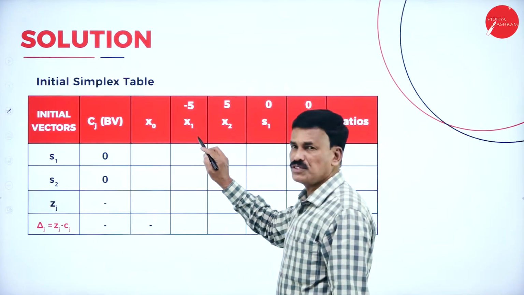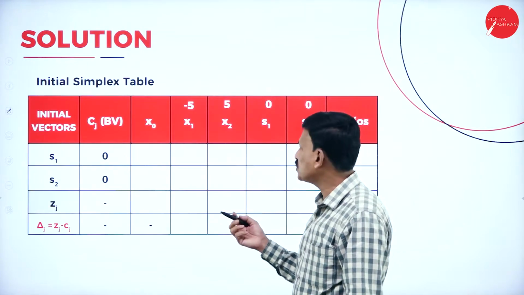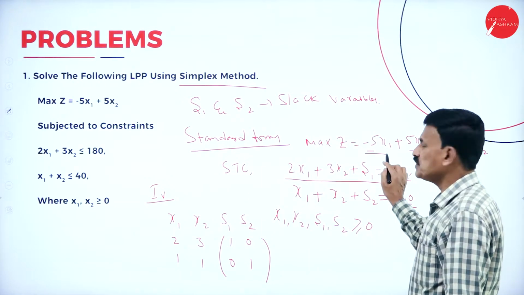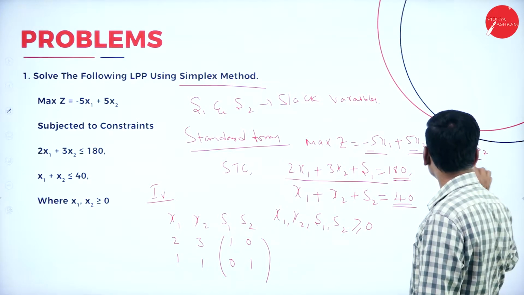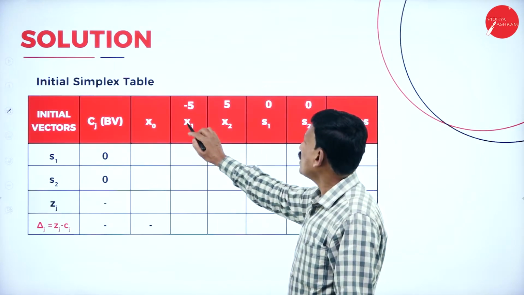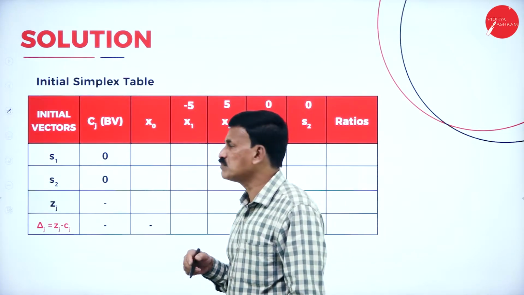Write down the coefficients of x1, x2, S1, S2 from the standard equation. That is, from here the coefficient of x1 is minus 5, x2 is plus 5, S1 is 0 and S2 is 0: minus 5, 5, 0 and 0, then the ratio. So this is the initial simplex table.